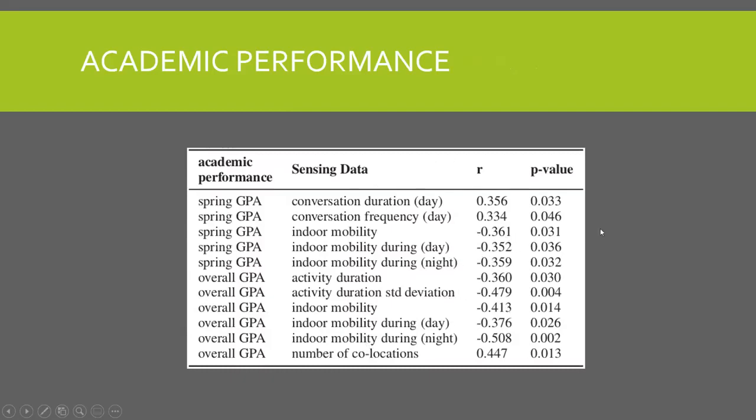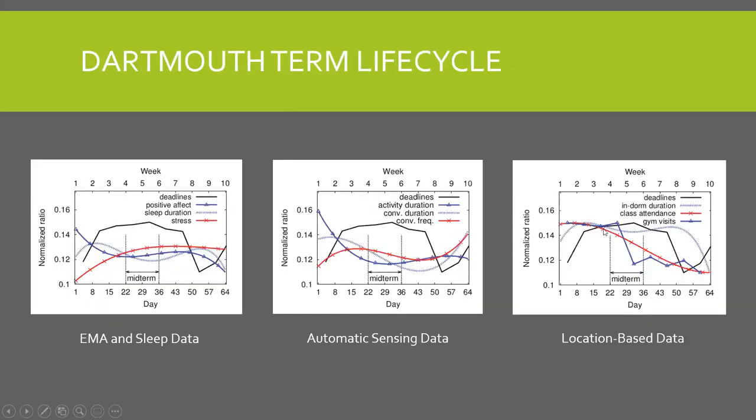And so these are some pretty interesting results that they were able to get. The last thing that they talked about, which I thought was really, really cool, was this Dartmouth term life cycle. So what they did is they averaged out all of the students' values over the semester, and they were able to identify these trends that went on during the semester. So you notice looking here at the EMA and sleep data, you see this stress line kind of starting very low here and then increasing over the course of the semester.